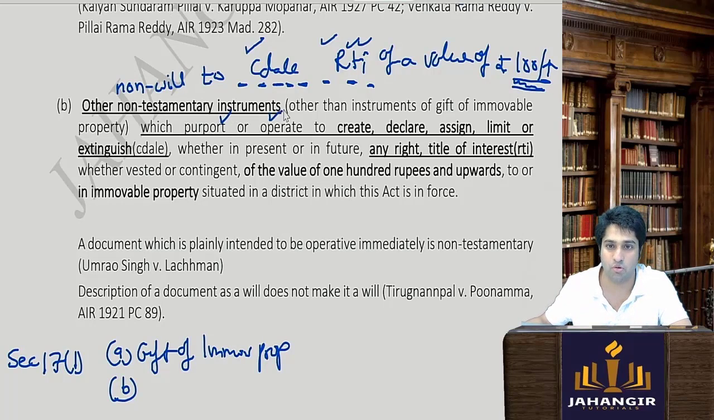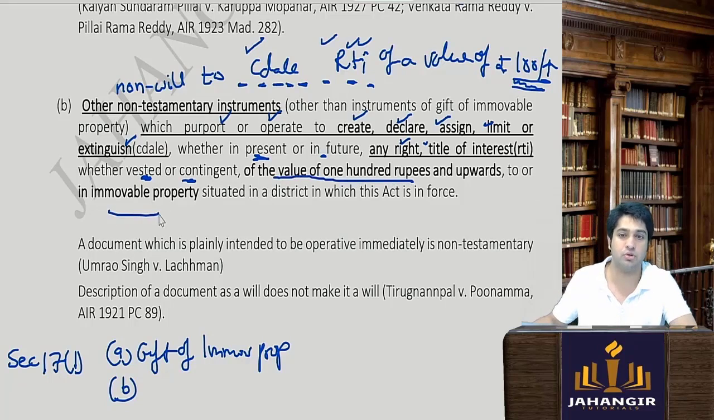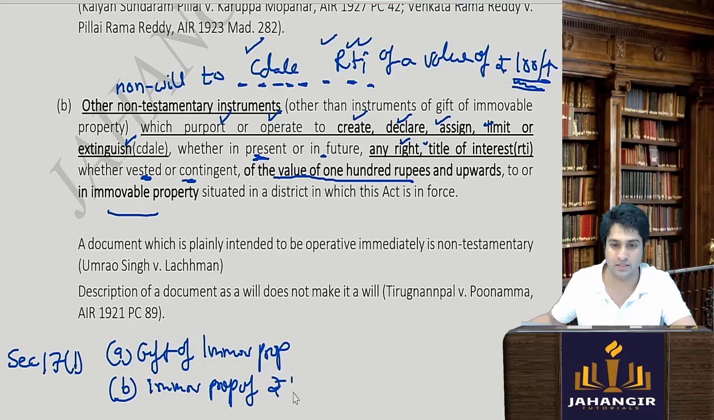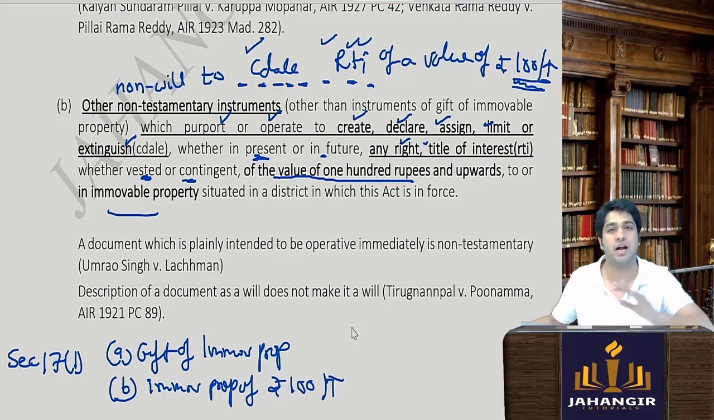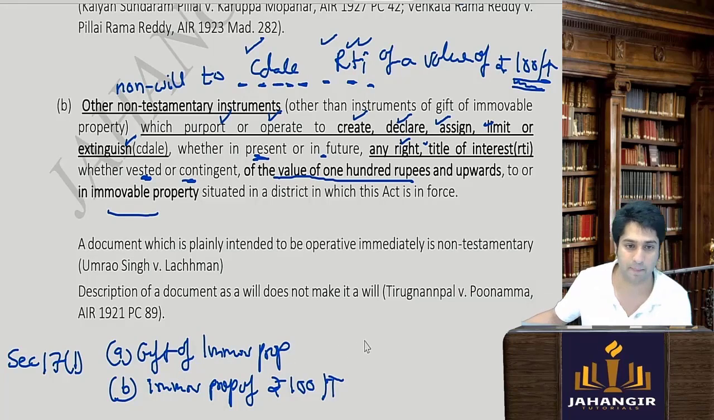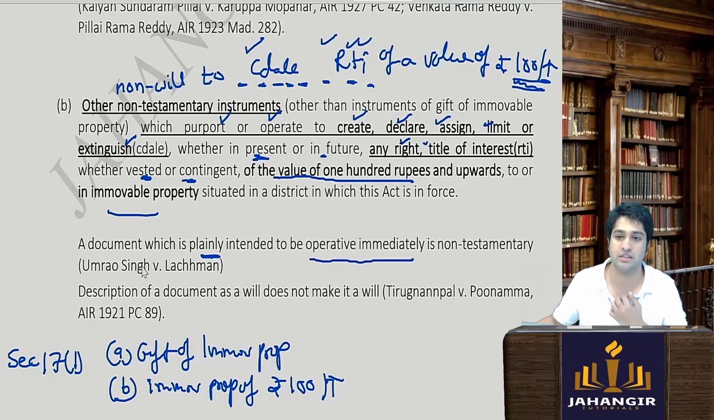So which purport or operate to create, declare, assign, limit or extinguish, whether now or in future, any right, title or interest, whether vested or contingent, whether conditional or non-conditional, of a value of ₹100 or upwards in an immovable property. So simple meaning I could say is immovable property of ₹100 और upwards का ट्रांसफर हो रहा है तो इसका रजिस्ट्रेशन करना जरूरी है. A document which is plainly intended to operate immediately is non-testamentary.